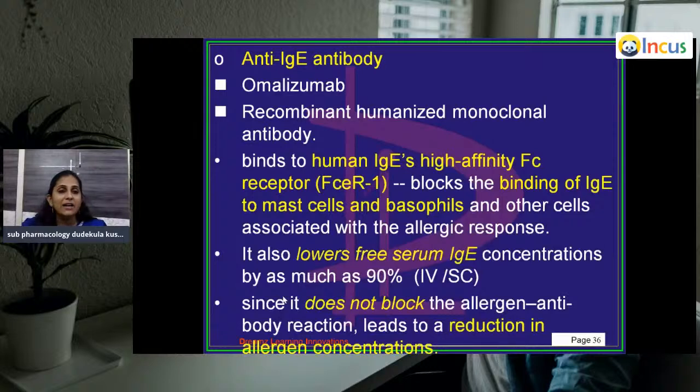Now the last drugs, the anti-immunoglobulin antibodies, the anti-IgE antibody, that is omalizumab. It is a recombinant humanized monoclonal antibody. It mainly binds to the human IgE and has very high affinity to the Fc receptor. It blocks the binding of IgE to mast cells, basophils and other cells associated with the allergic response. It lowers the free serum IgE concentration by as much as 90%. Since IgE is reduced, the response is reduced, so the allergic reaction will be reduced by this omalizumab.